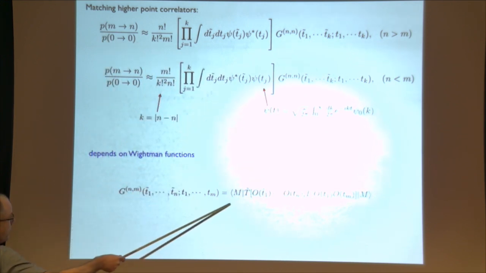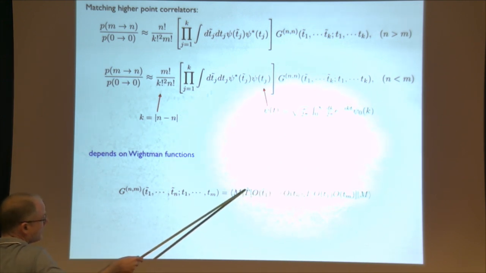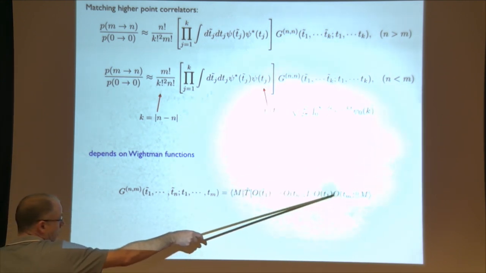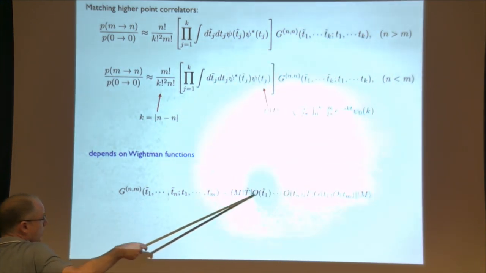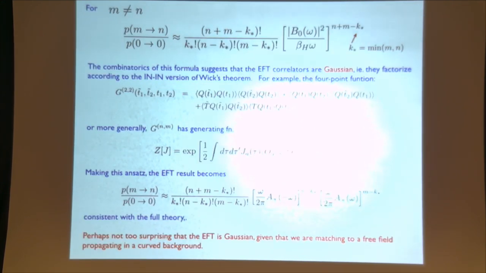They depend not on the endpoint functions, meaning correlators with a string of time-ordered operators and a string of anti-time-ordered operators. So these are the so-called Schwinger-Keldysh correlators. And again, we compare the full and the effective theory.